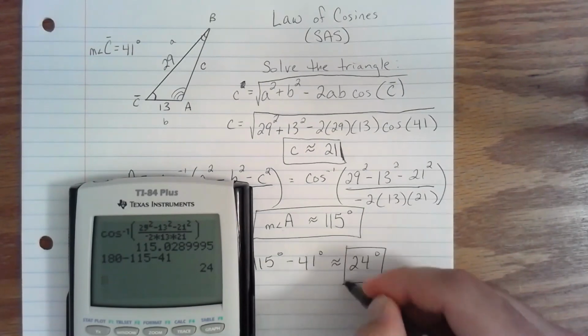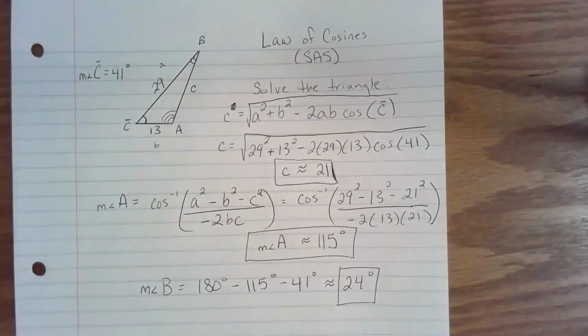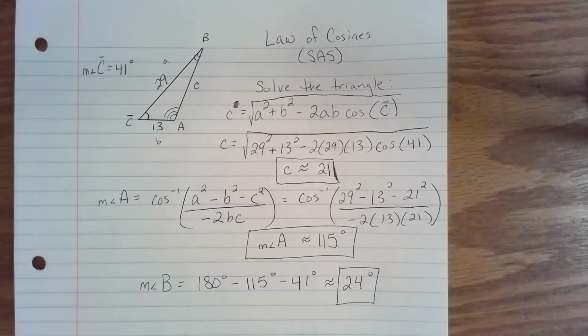We had the measure of angle A, the measure of angle B, and we have little c. And it's all there on the screen for you to pause, take a look back over, and that's that.